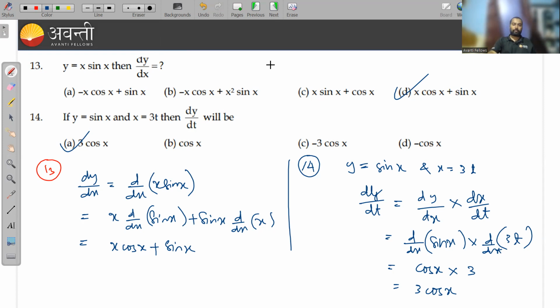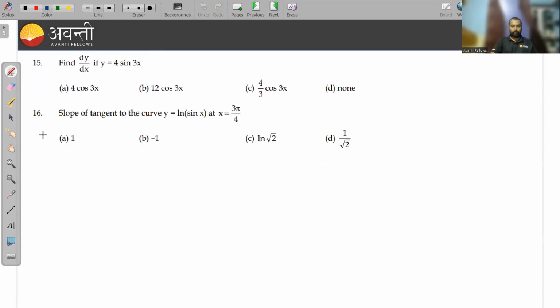Okay. So let's move to the next question here. Question number 15. It is asking, let's see, dy by dx. Find dy by dx if y is given as y is equal to 4 sin 3x.